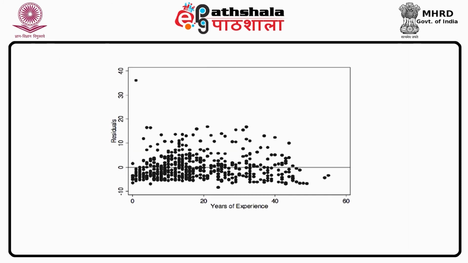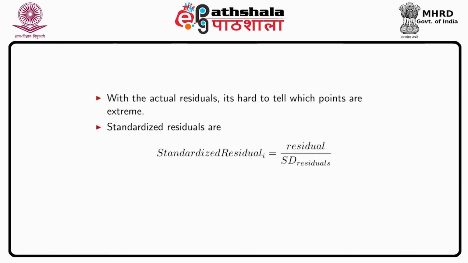So we look at the residuals after fitting the regression model. We plot them against the years of experience, which is the x. So from here we can see the actual residuals. It's hard to tell which points are extreme. It is hard to find which ones are outliers.